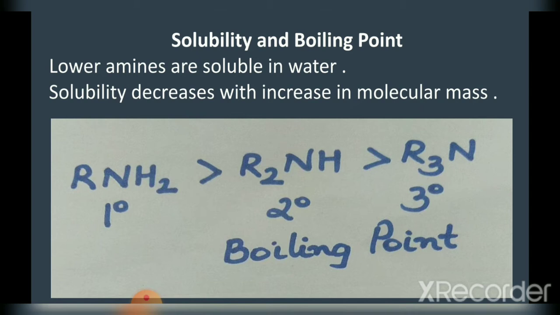So, among the primary, secondary and tertiary amines, intermolecular hydrogen bonding will be maximum in the case of primary amines. Therefore, primary amines will have the highest boiling point, or we can say that boiling point decreases in the order primary greater than secondary greater than tertiary.